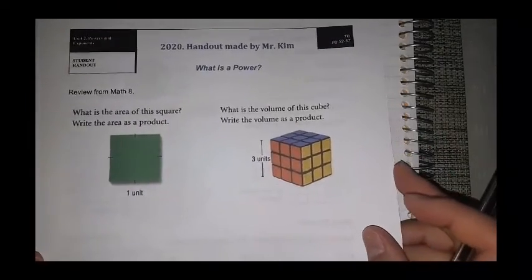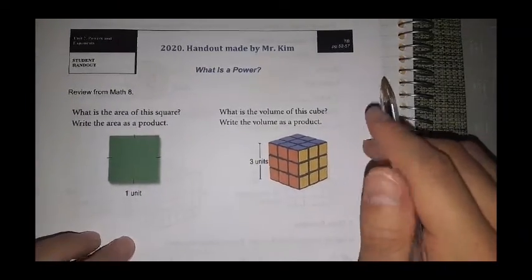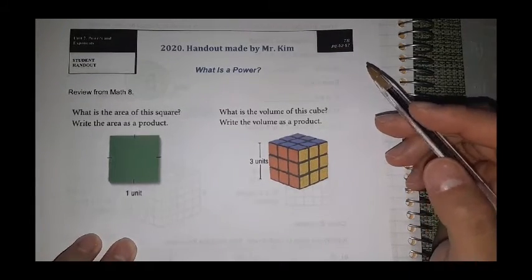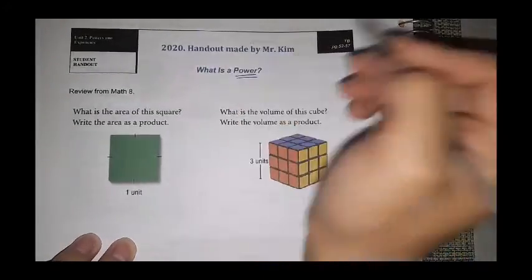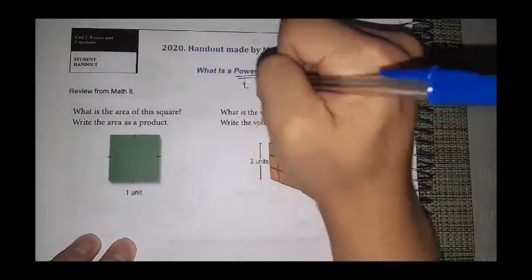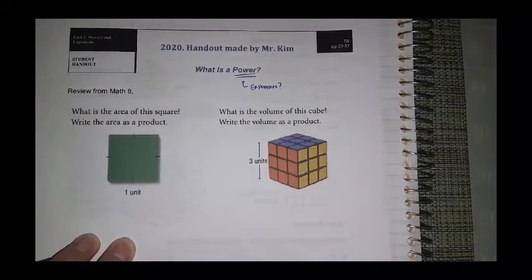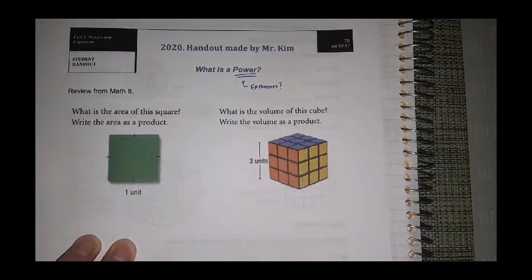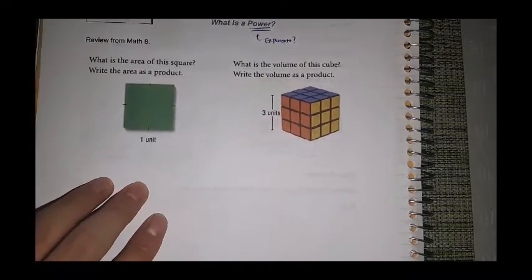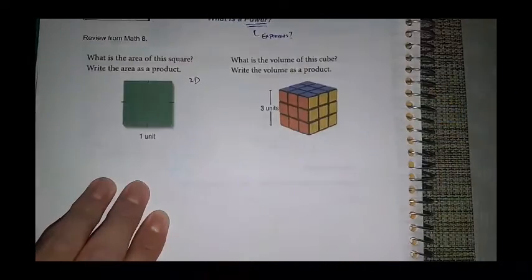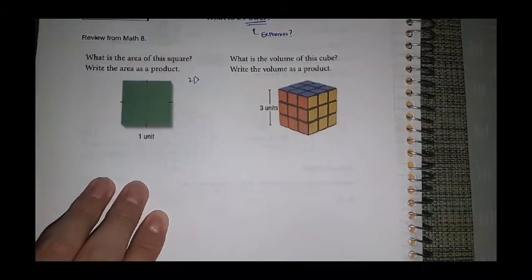Let's go with our very first lesson, ladies and gents. And this is your Math Makes Sense textbook, pages 52 to 57. Basically, what we're talking about is what is a power. You can also write that as what is an exponent. And exponents actually came from a geometry situation. So a little quick recall. I want you to think about this two-dimensional square situation, and I want you to write this down as an area.